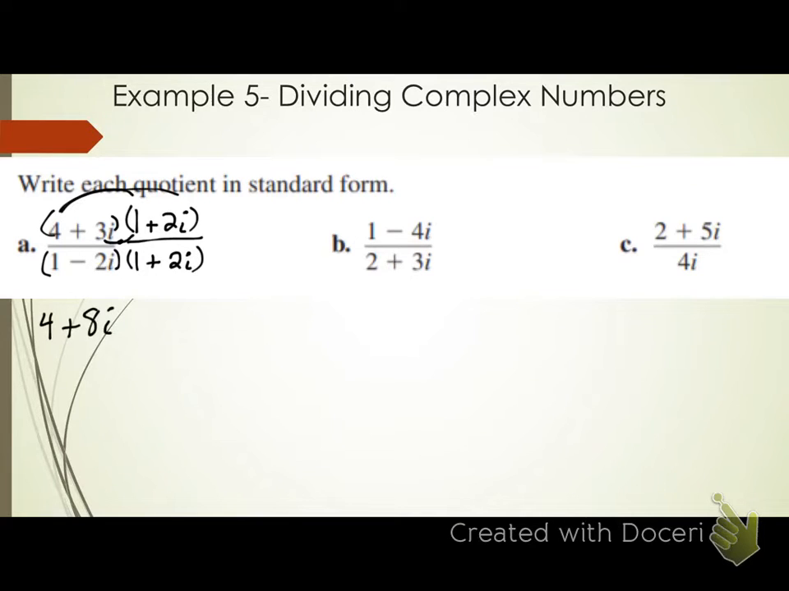3i times 1, 3i. 3i times 2i, 6i squared. Is everyone okay with my new numerator? Everyone see how I FOILed that out? Now, we need to FOIL the denominator.